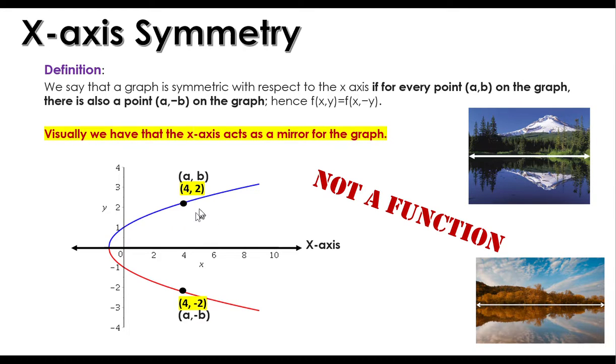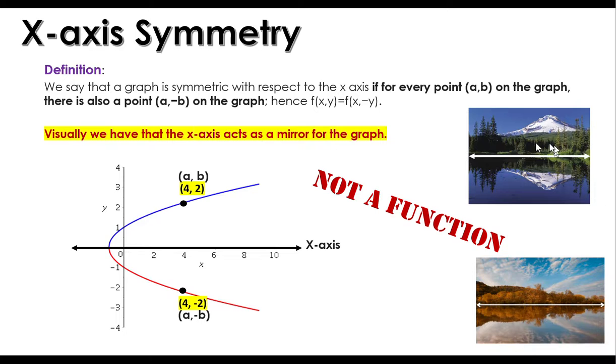Visually, we think of the x-axis as acting like a mirror, where the top is a mirror image of the bottom. Literally, if you fold across the x-axis, the top portion would be completely over the bottom portion. But this is not a function, because if we do a vertical line test, the vertical line would touch the red line and the blue line at the same time, and that disqualifies it as a function.